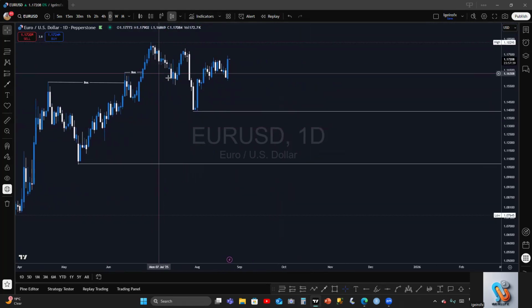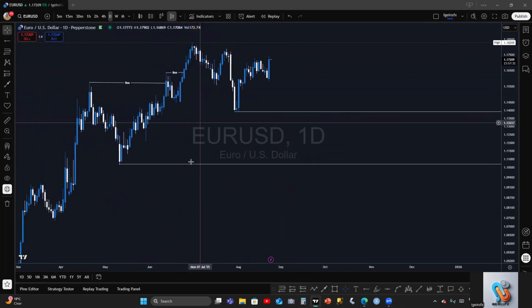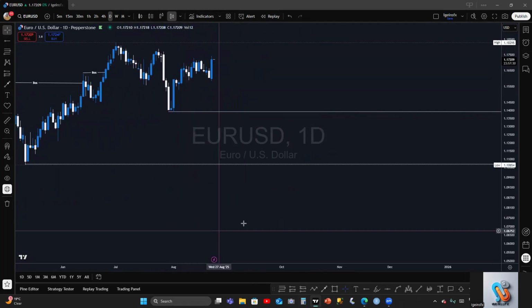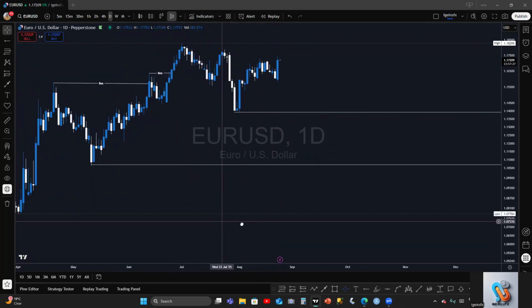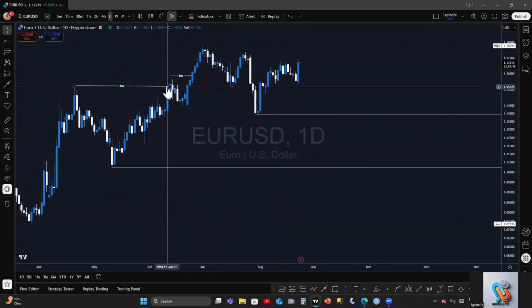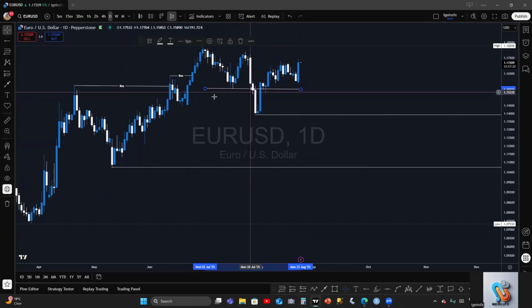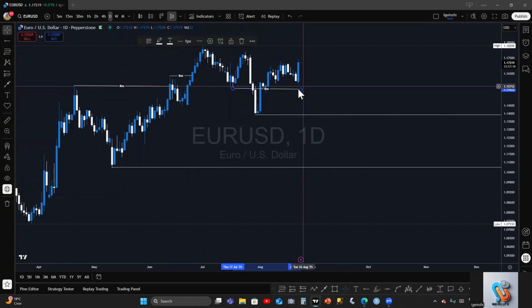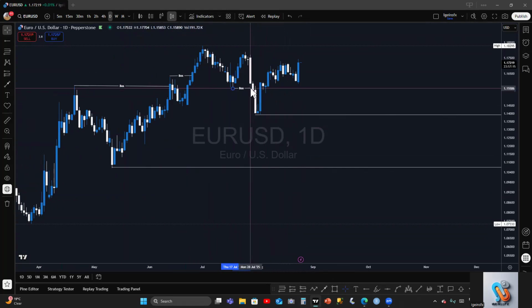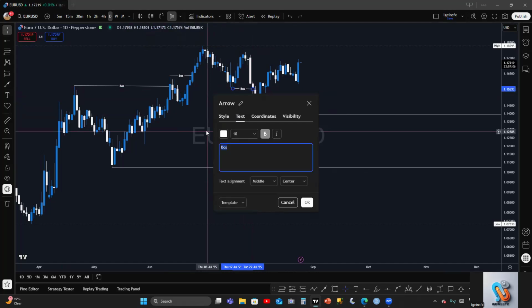And once you see that a support is broken or violated, you know that that is what we call, drop it at the comment section if you know it. What do we call that? Once a support is violated and you are on an uptrend, what do you call that? Please drop it at the comment section.